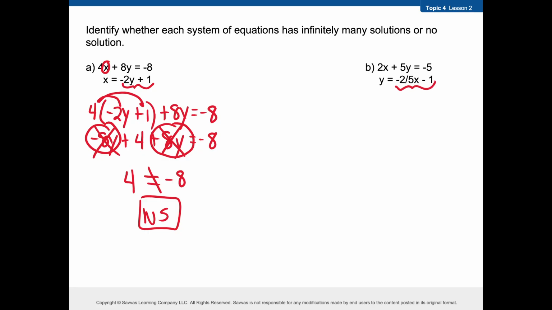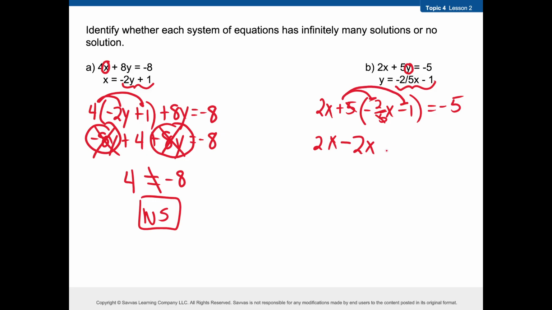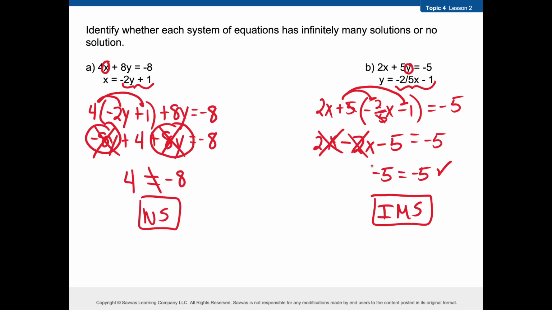The bottom one is what I am substituting for the y, so 2x plus 5 times a negative 2 over 5x minus 1 equals a negative 5. Bring down 2x, positive times negative is negative. The 5's cancel out, so it becomes a negative 2x. 5 times a negative 1, a negative 5. 2x minus 2x cancel out. Negative 5 equals a negative 5. That is a true statement. So my answer here will be infinitely many solutions.